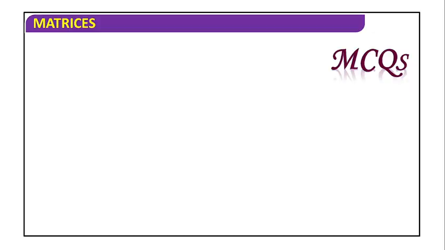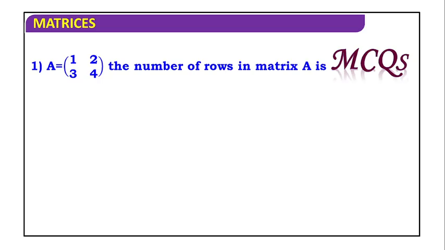Now let us solve some MCQ questions based on this topic. A matrix A is equal to 1, 2, 3, 4. Here totally 4 elements are there. The number of rows in the matrix: first option 1, second option 2, third option 3 and fourth option 4. Here totally 2 rows are there. That's why option number 2 is right.